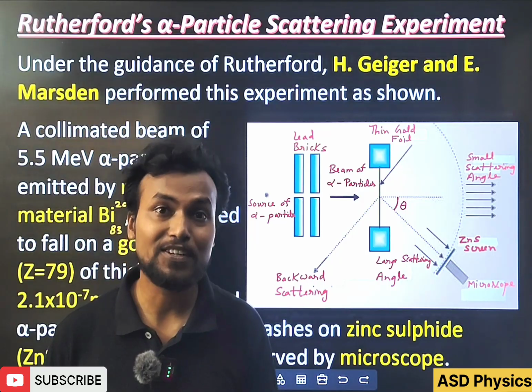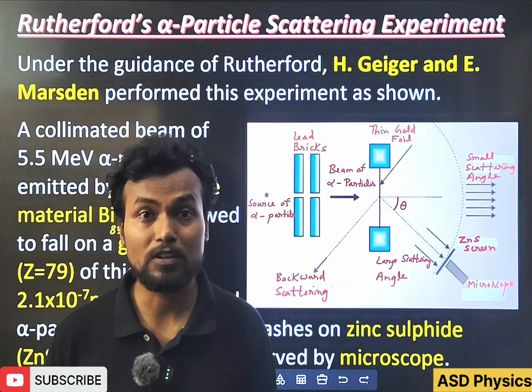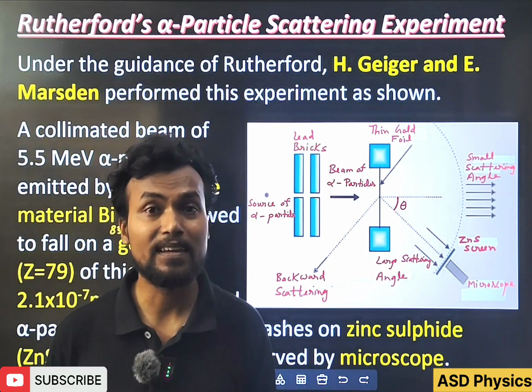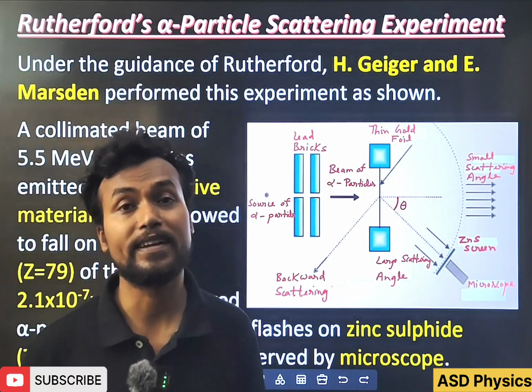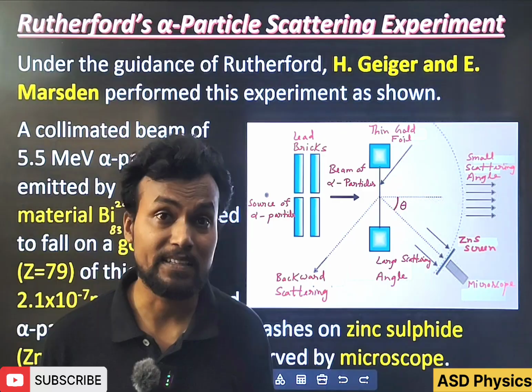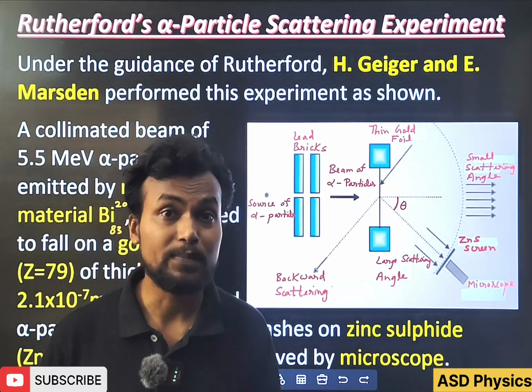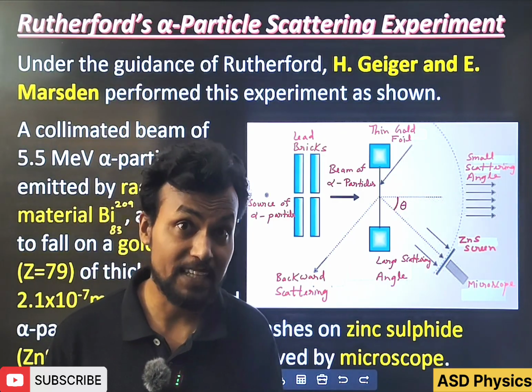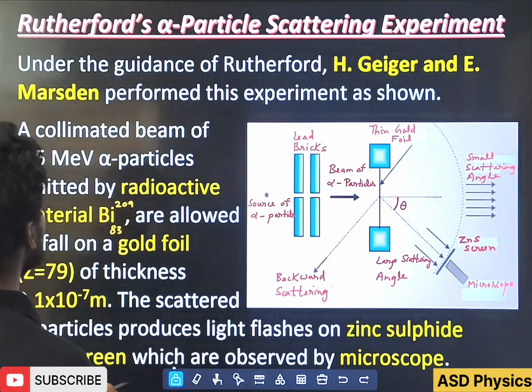So students, in this video we are going to see the most important Rutherford alpha particle scattering experiment. We will also see the important definitions like distance of closest approach, impact parameter, and at the end of the video we will see the limitations of the Rutherford model, which also directly come in the exam. Okay, so let's start the video.